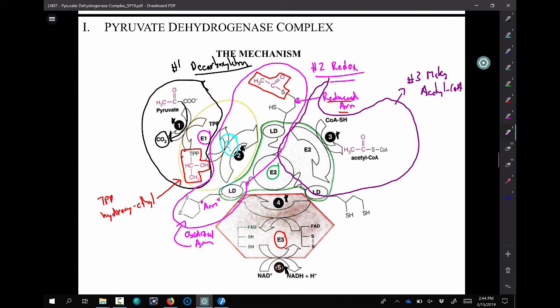The enzyme name E2, trans-acetylase, means it's taking an acetyl group off of the arm and putting it onto coenzyme A. It's just moving an acetyl group. Acetyl-CoA is the product of this. Now, at the end of that, you'll notice here, still the reduced arm.